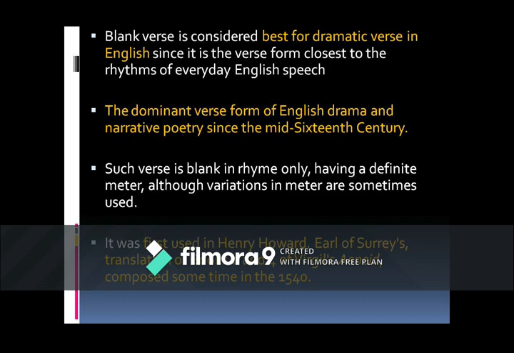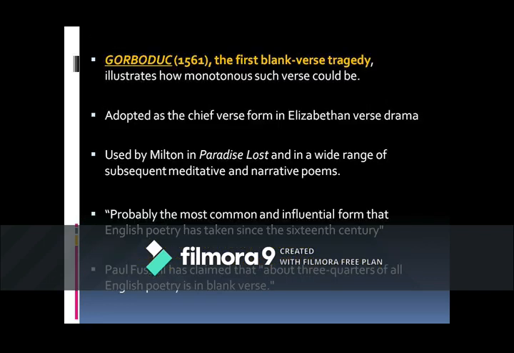It was first used in Henry Howard, Earl of Surrey's translation of books 2 and 4 of Virgil's Aeneid, composed sometime in 1540. Gorboduc, published in 1561, was the first blank verse tragedy that illustrates how monotonous such verse could be. It was adopted as a chief verse form in Elizabethan verse drama, and was used by Milton in Paradise Lost and in a wide range of subsequent meditative and narrative poems.